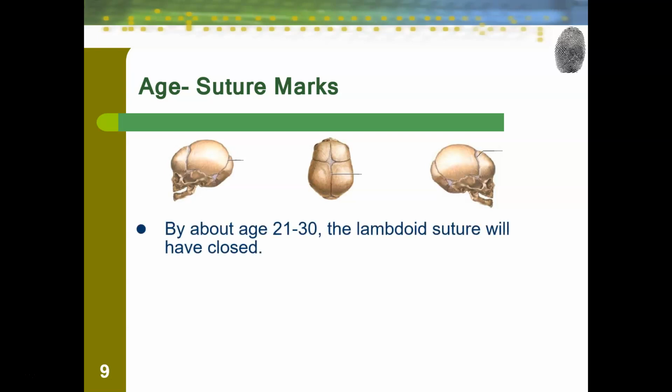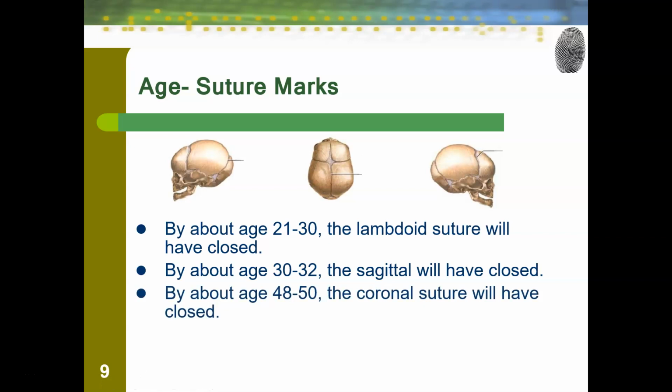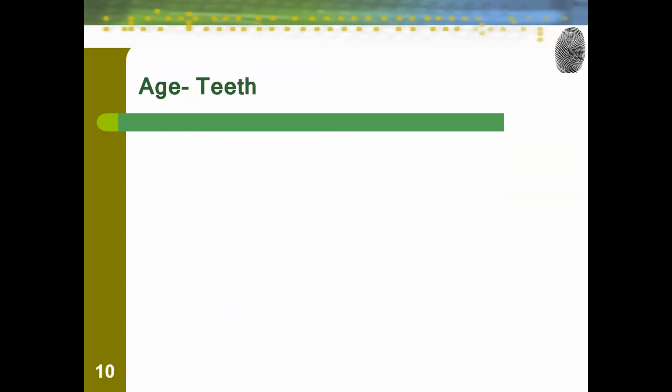So by about age 21 to 30, the lambdoid suture will have closed. That is the suture right across the back of your head. By about age 30 to 32, the sagittal suture, this is the one going from the front of your head straight to the back, will have closed. And then last but not least, between 48 and 50, the coronal suture will have closed. And that's the one that's kind of like a headband going from ear to ear, or where a crown would sit, hence the name of coronal. So we can look at a skull and see how visible or how put together these sutures are to get an approximate age of an individual.